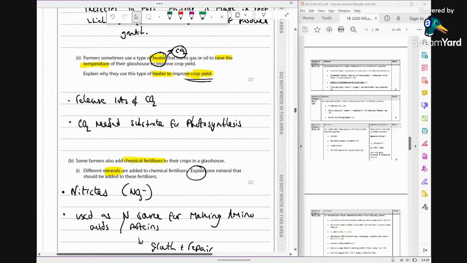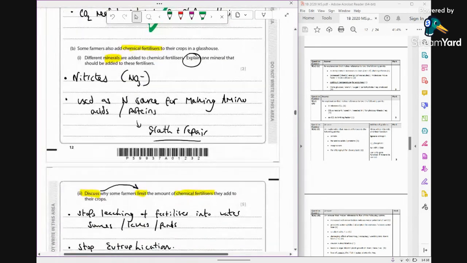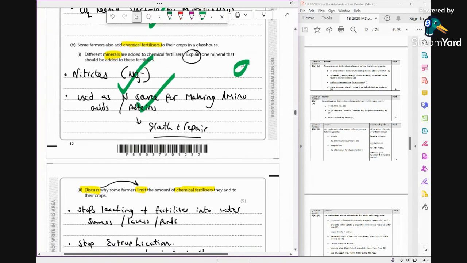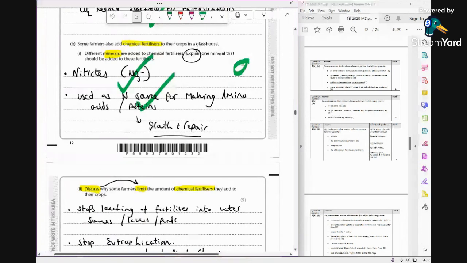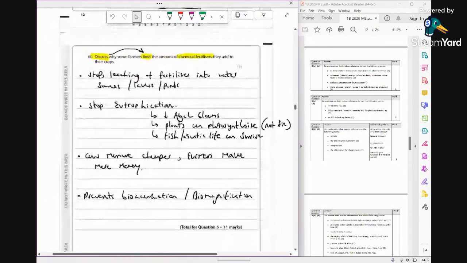Release lots of carbon dioxide. Yes, because it's needed as a substrate for photosynthesis. Yes, there is a reactant. Good. We could have had nitrates for amino acids. That's the obvious one. Of course, magnesium for chloroplasts as well. Phosphates would be for DNA and RNA. So that's fine. Right. Was this a write-off? No, this wasn't the write-off.